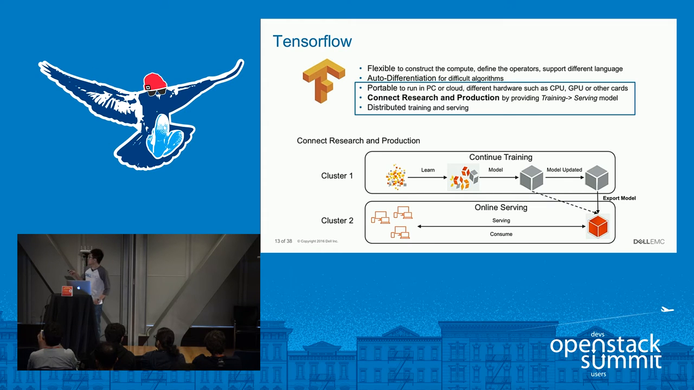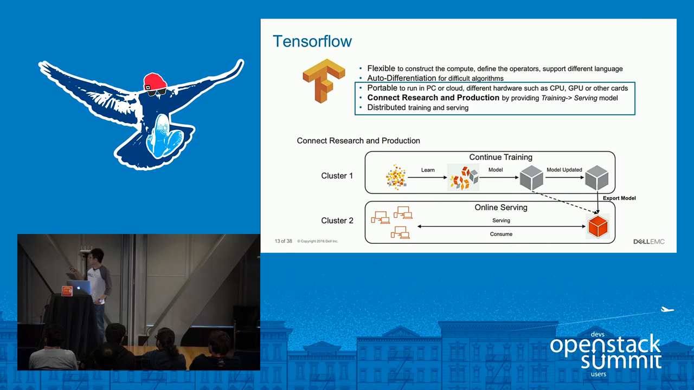This type of machine learning is called the offline machine learning model. Usually they have two clusters. The first cluster is doing the training. So we have a lot of data. We divide data into test, validation, and training data sets. Then after we train, we get a model.